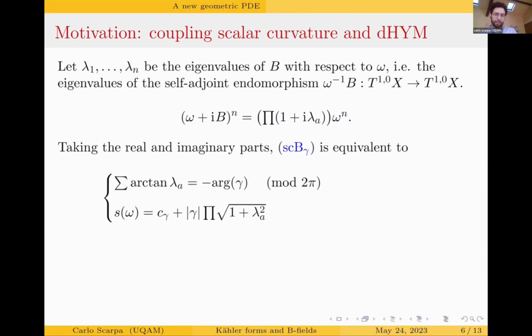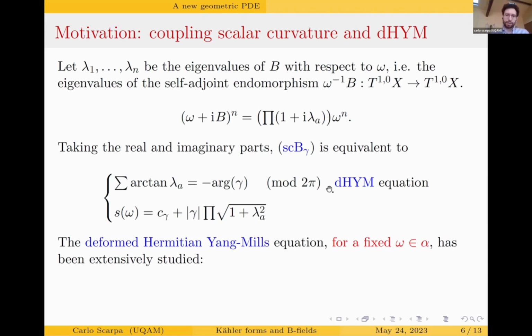Okay, so this is the system of equations we are going to be talking about for the next few slides. And let me remark that the first equation here is actually something that's rather well known by now. It's called the deformed Hermitian Yang-Mills equation. So essentially, this equation should be fixing a canonical way to choose omega and B. It's actually a coupling between the deformed Hermitian Yang-Mills problem and the constant scalar curvature problem.